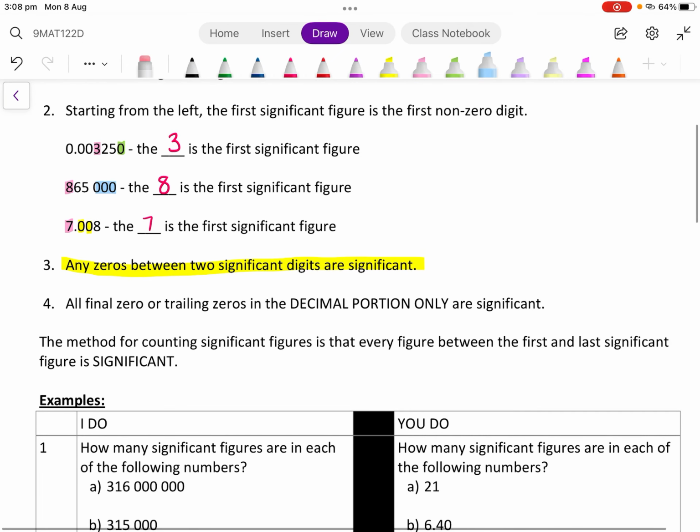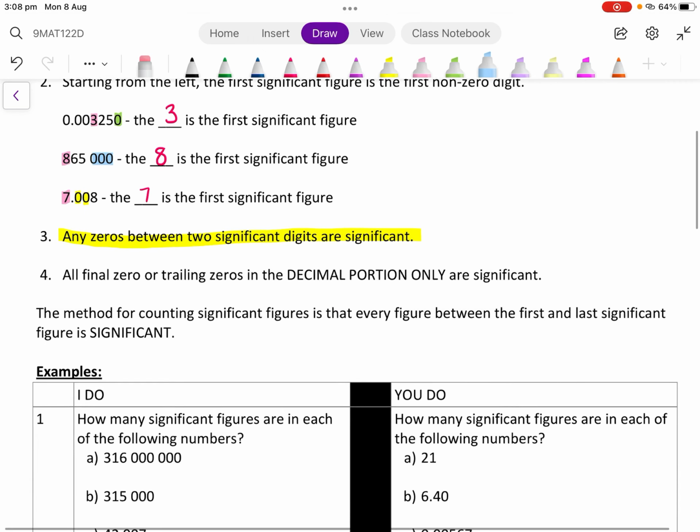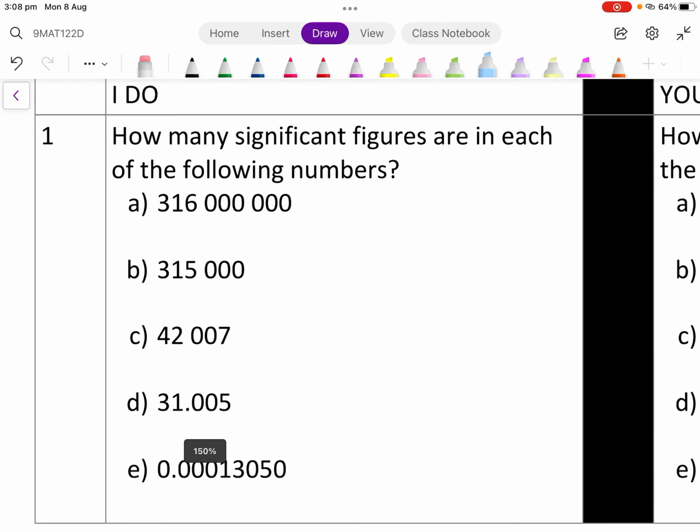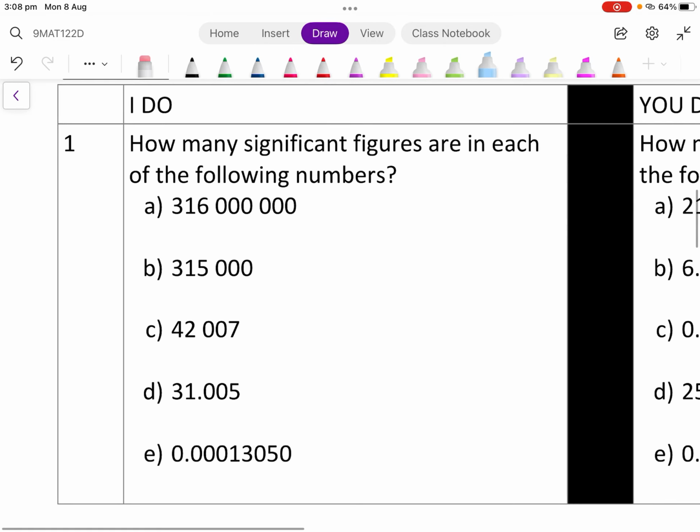Now, the method for counting significant figures is that every figure between the first and the last significant figure is significant. So now we want to have a go at saying how many significant figures are in each of the following numbers. We start with our first non-zero digit. So in 316 million, our significant figures are our 3, our 1 and our 6. So this number has 3 significant figures.